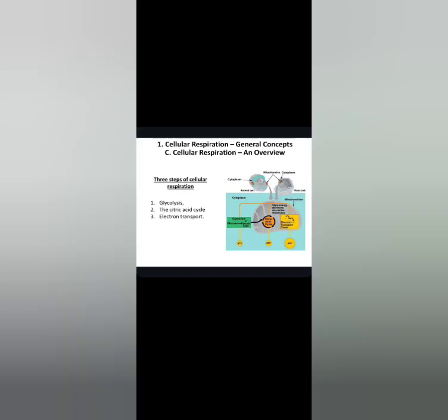Okay, let's start with glycolysis. Glycolysis is a series of 10 chemical reactions, one reaction after another. Each of these chemical reactions is catalyzed by a unique enzyme. Glycolysis takes place in the cytoplasm and does not need oxygen, which is why we call this reaction an anaerobic reaction. It can take place without oxygen.